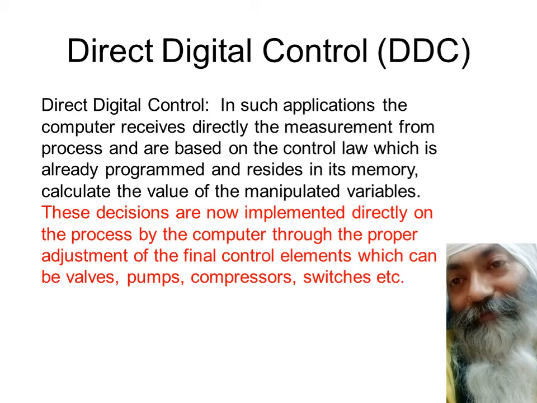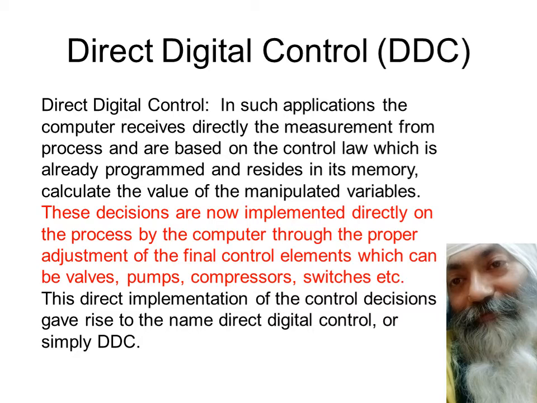And these final control elements, as we have discussed earlier, can be valves, pumps, compressors, switches, and so on and so forth. The speed can be varied through speed controls, all that we have already discussed. The direct implementation of the control decisions gives rise to the name. Direct digital control means everything is directly controlled by a single computer placed somewhere in the process, from where all communication takes place to and fro between the process and the computer.